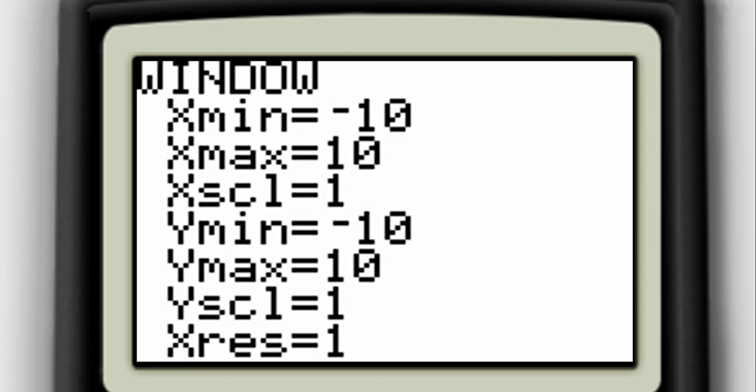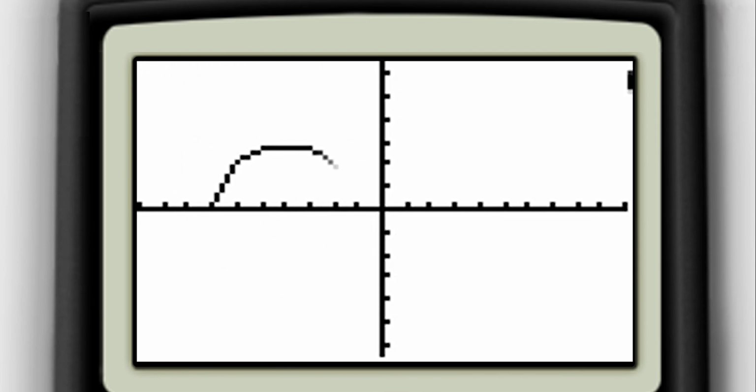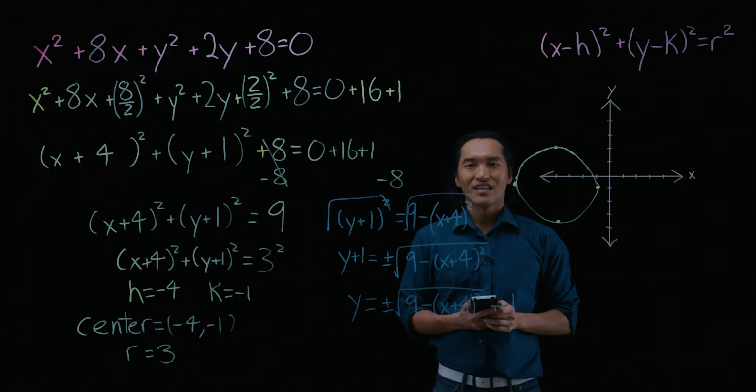And we can always adjust the window as well. And now if you click graph, you'll see this circle appear on your screen. And that is how you solve this problem.